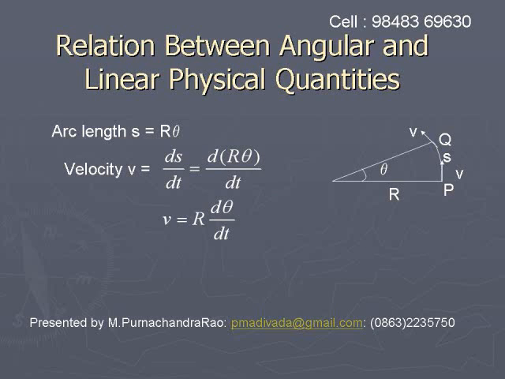But S is equal to R theta, hence velocity is d by dt of R theta. R is a constant, so v is equal to R into d theta by dt. But d theta by dt is angular velocity omega. Hence, v is equal to R omega. This velocity v is tangential to the circular arc.